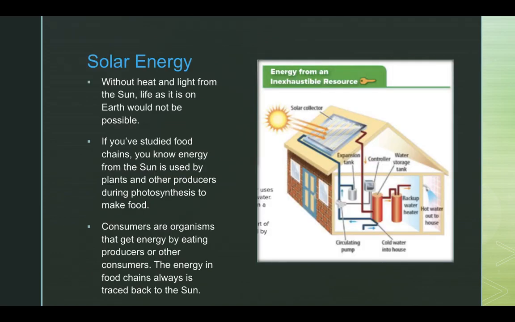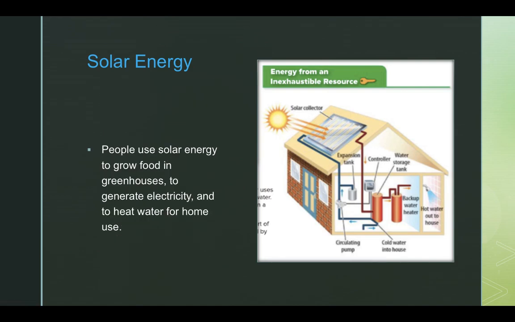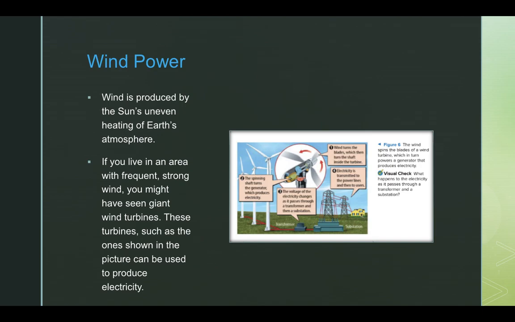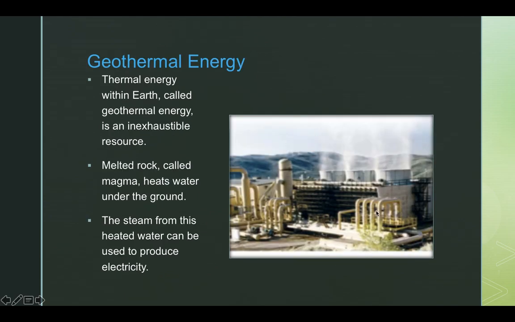All right, and this is just a picture of solar energy, solar panels. Some of you may have solar panels at your home. People grow food in greenhouses, and so that's a way that solar energy can be used. Wind power, here's showing in this picture a windmill farm and how the windmill works to generate electricity. And here's geothermal energy. This is energy within Earth where heat is produced, okay? The thermal energy within Earth is called geothermal energy. Melted rock called magma heats water underground. The steam from the heated water can be used to produce electricity.